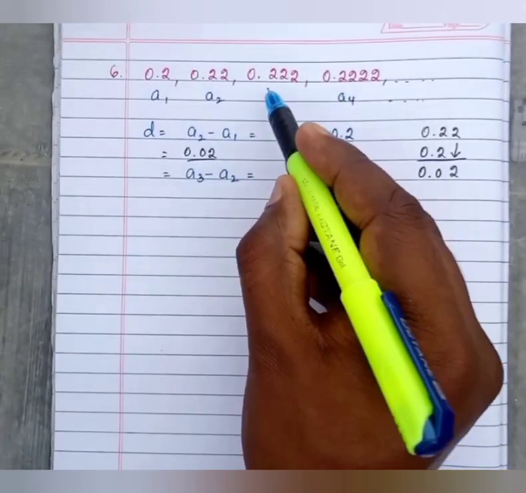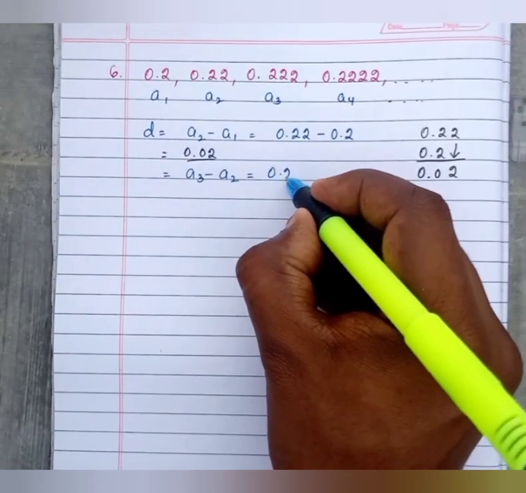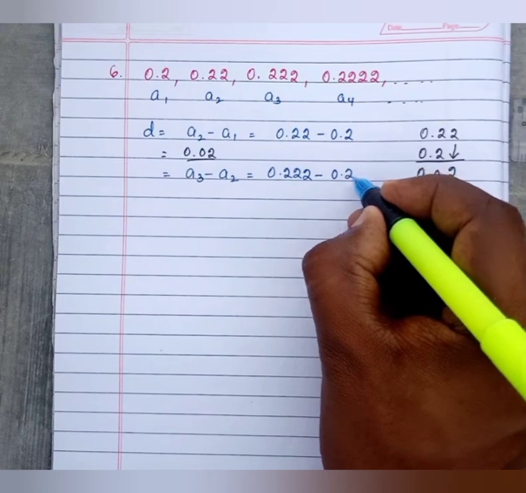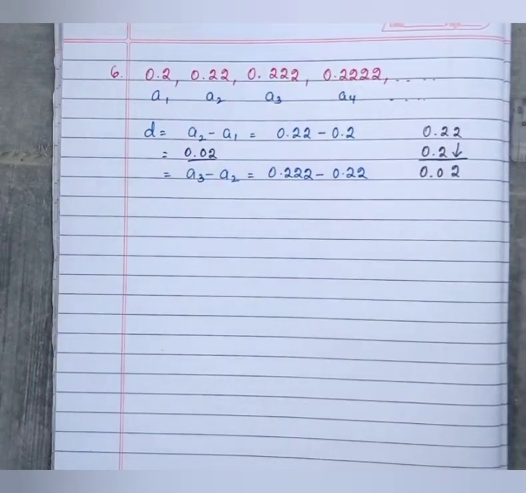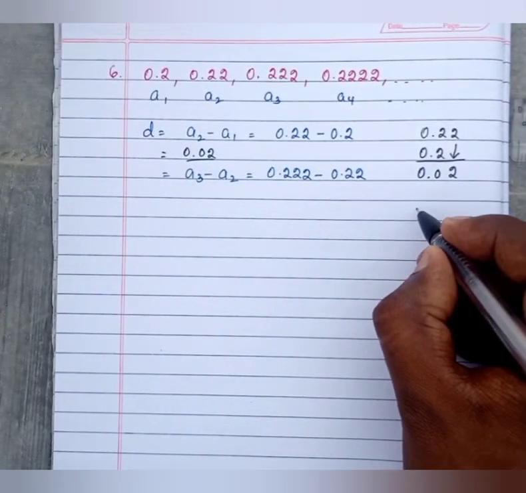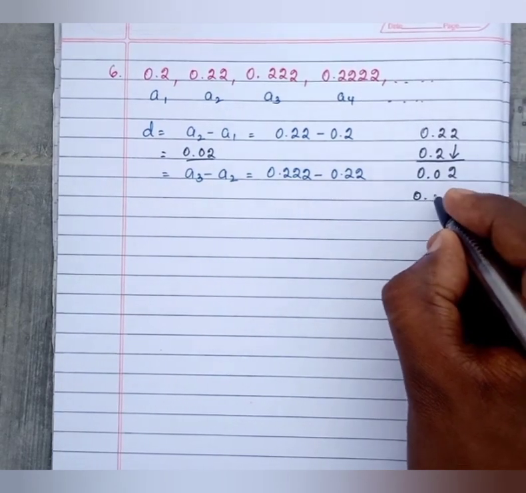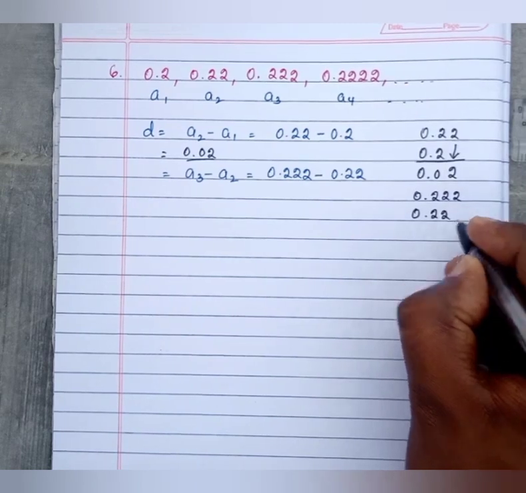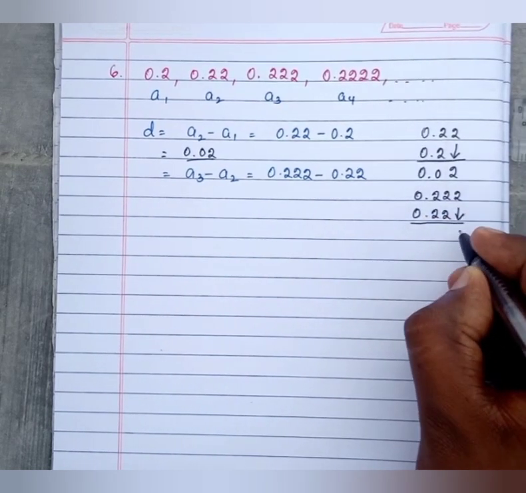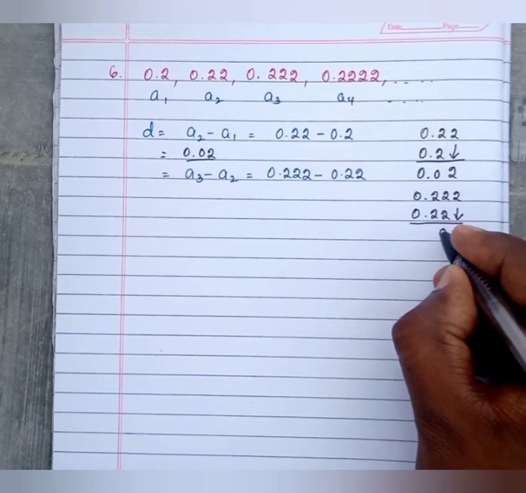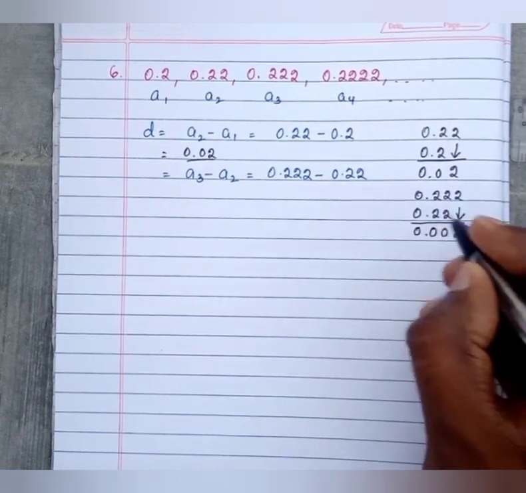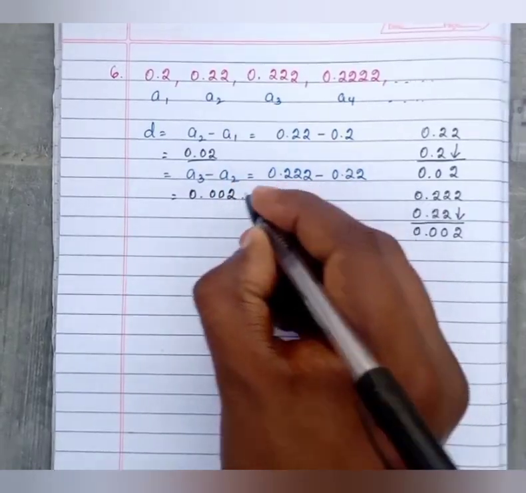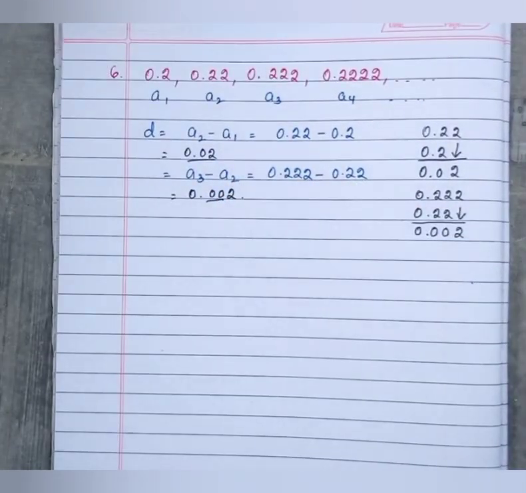What is A3? 0.222 minus, what is A2? 0.22. Now again subtract, what do you get? 0.222 minus 0.22. Now first 2 as it is. 2 minus 2 is 0. Again 2 minus 2 is 0. Point as it is. What do you get? 0.002.